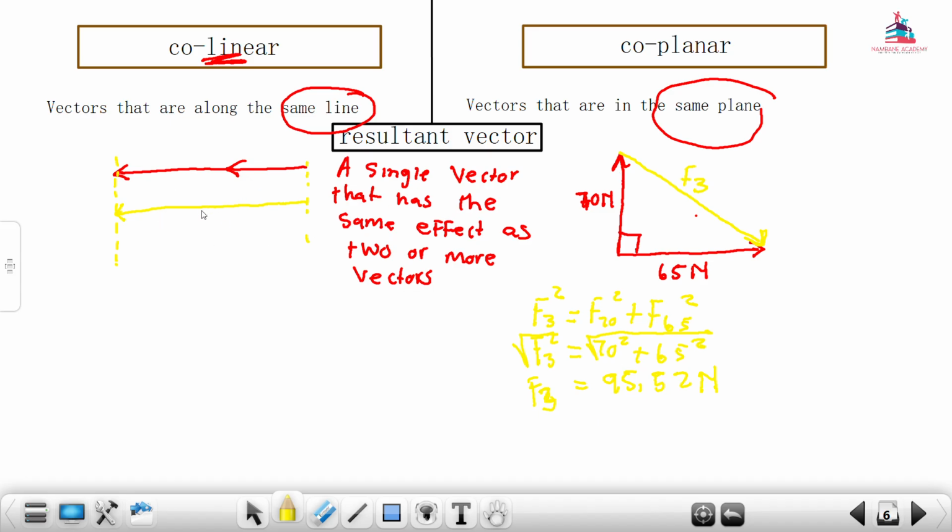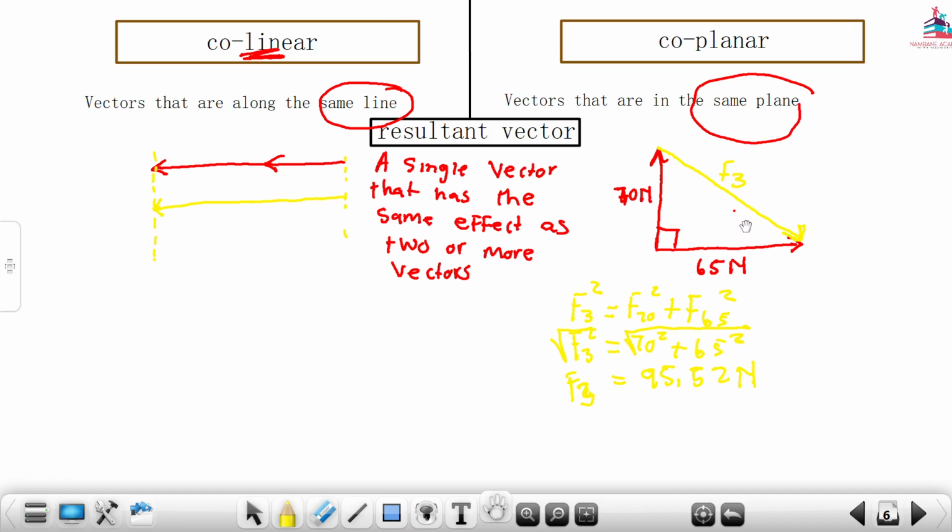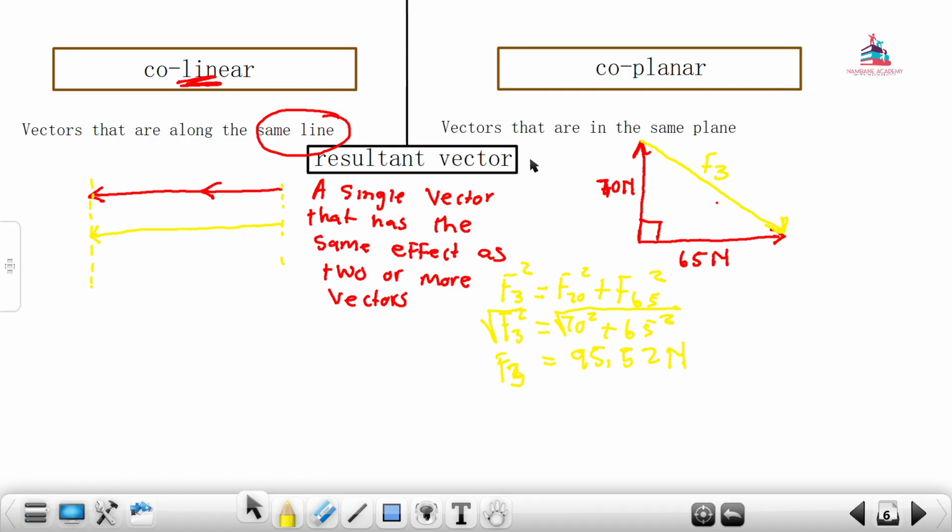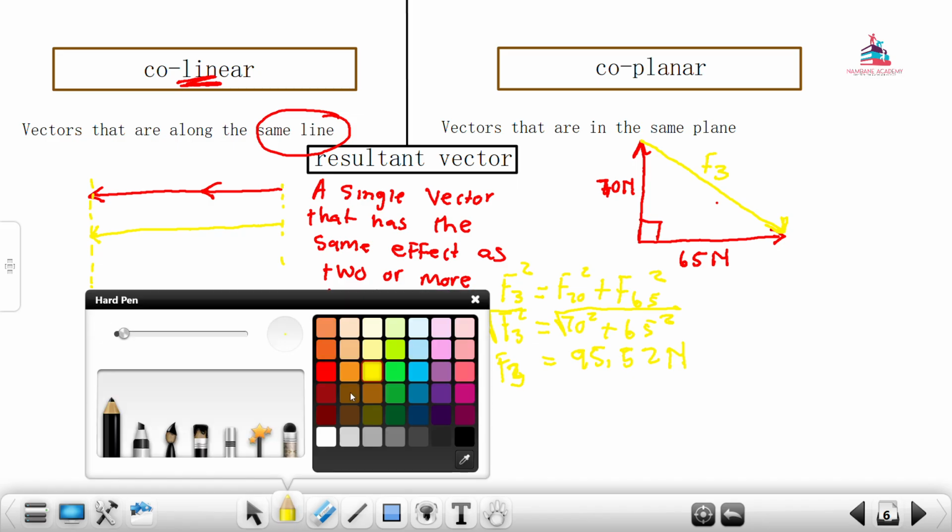So where am I going with this? For us to determine the resultant, we just combine the two because they're going in the same direction. And then for us to determine the magnitude and direction of F3, we need to use the theorem of Pythagoras because it is a right-angled triangle. Moving on, I just want to move this up a bit. Sorry. Right, it's moved up. Let me just select my red pen again.